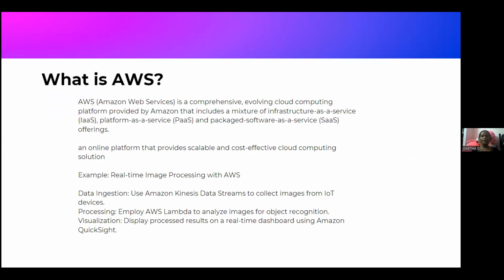We can access data from anywhere in the world at any time, and it is also cost effective. That means you only pay for what you use. We need not pay for everything. And an example for AWS is real-time image processing with AWS.